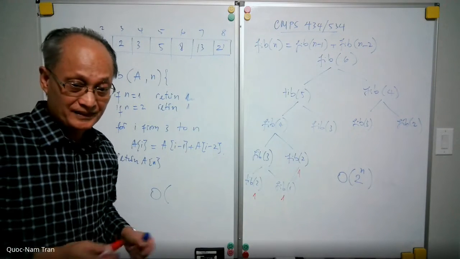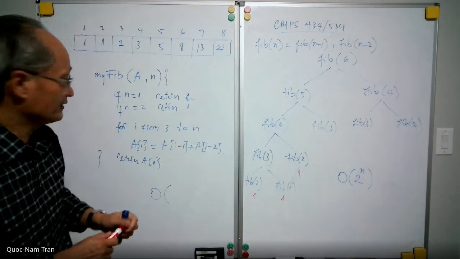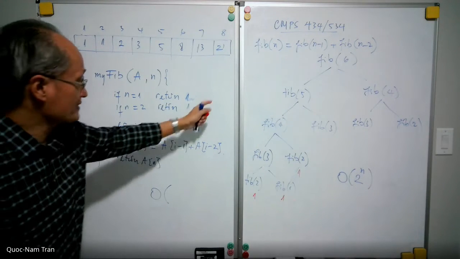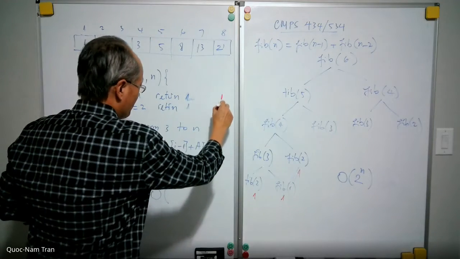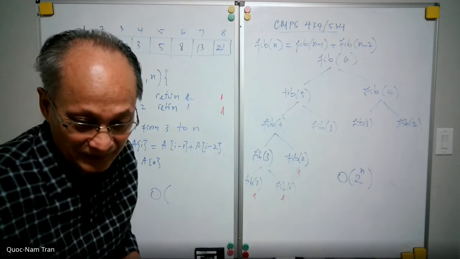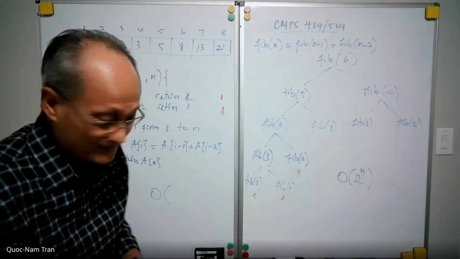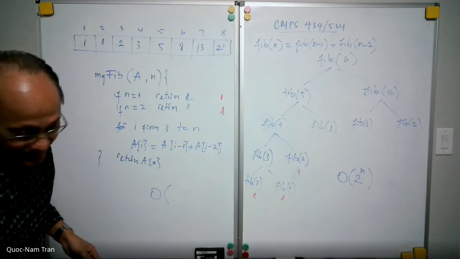When I ask you to do the complexity, you have to have here. Okay, how many steps? One, one. Okay, so here, how many steps? Big O N, very good. Okay, so here we have big O N.